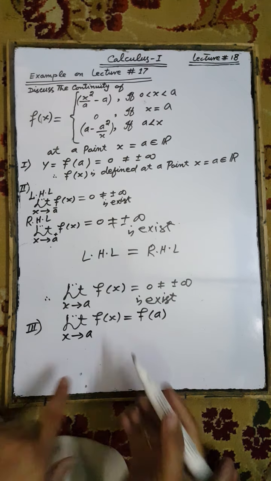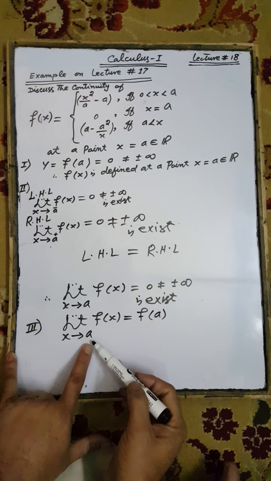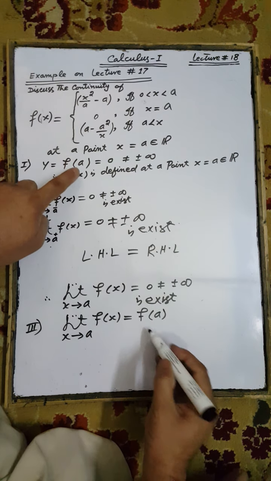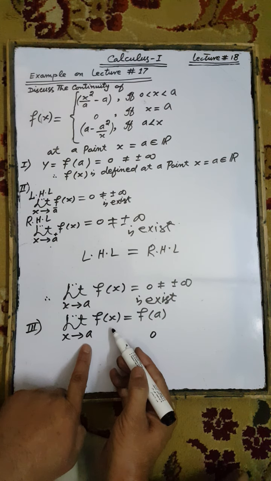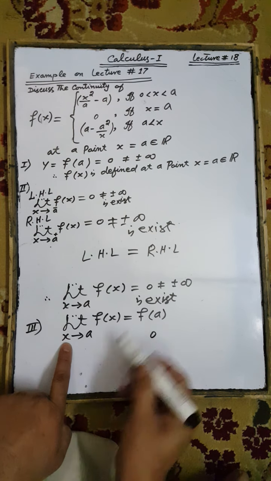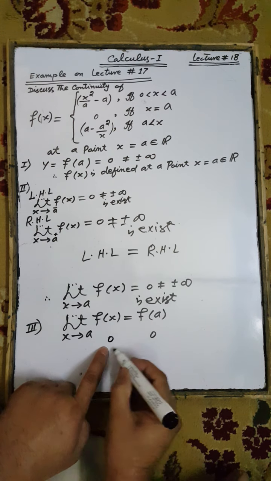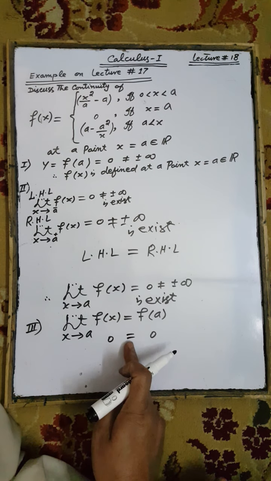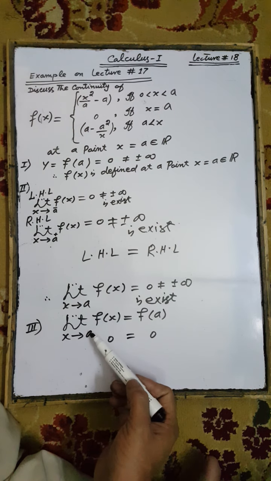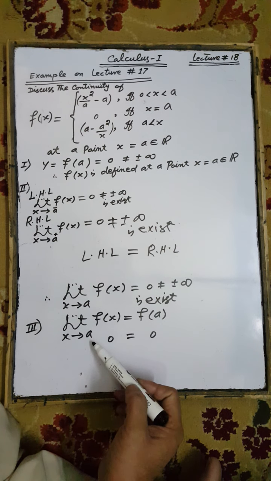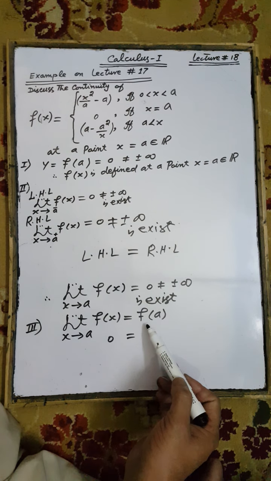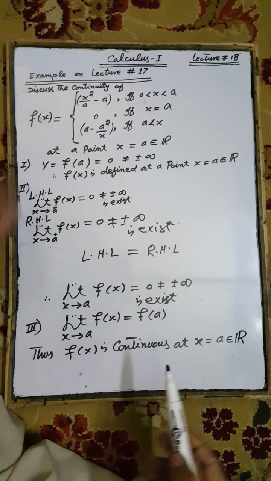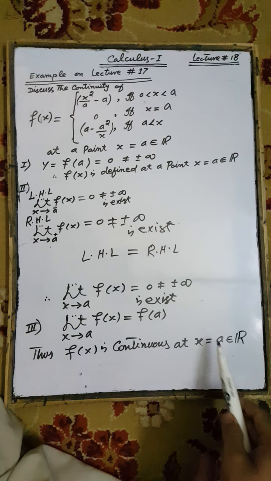Now, to check the third condition, that the limit of the function at the point a is equal to the value of the function at the point a. The value of the function at the point a is equal to 0, and the limit of the function f of x at the point a is also equal to 0. The condition between these two quantities satisfies the condition of equality. That is, the limit of f of x at the point x is equal to a is equal to the value of the function at the point a. Thus, the function f of x defined above is continuous at the point x is equal to a.